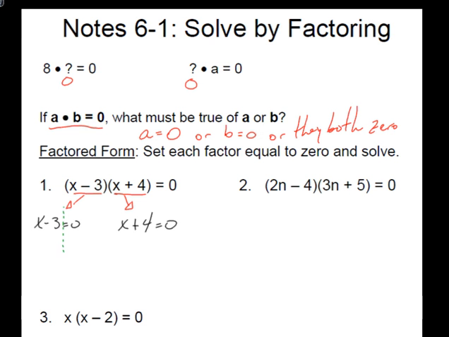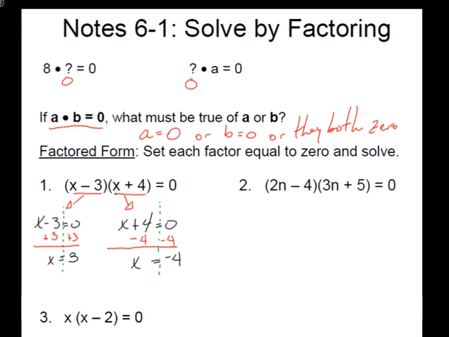Here, I got my little wall dividing each side. I'm going to go through, and the opposite of a minus 3 is a plus 3. So I get x is equal to positive 3, would make that a true equation. Next, I have my wall separating the sides. I'm going to subtract 4 from both sides. And I find that x is equal to negative 4. So for this problem, x can either be positive 3 or negative 4, and that'll satisfy the equation.